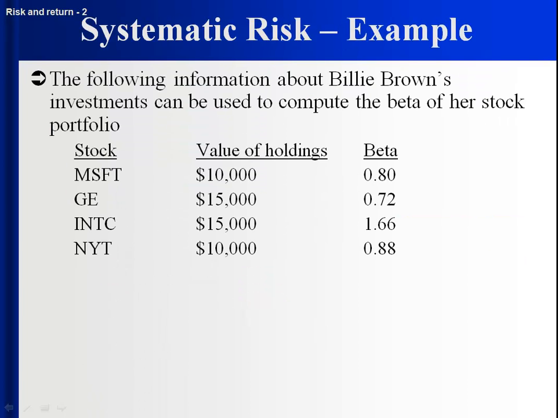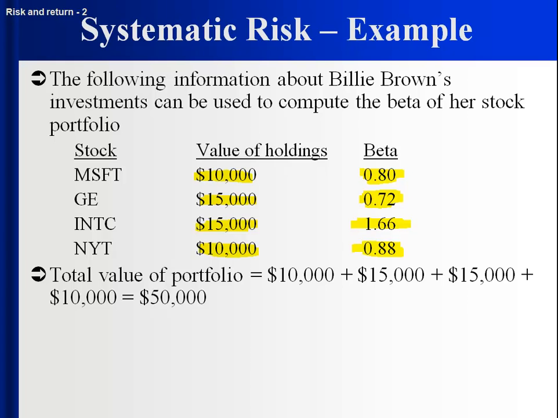So Billy Brown has 4 stocks in her portfolio. She's got Microsoft, GE, Intel, and the New York Times. And you can see she has 10,000 in Microsoft, 15 in GE and Intel, and 10,000 in the New York Times. And they all have different betas. Microsoft's at 0.8, GE's at 0.72, New York Times is at 0.88. So those three are below average because they're less than 1. And Intel at 1.66 is above average because it's greater than 1. And so the question is, what is the beta of her portfolio?